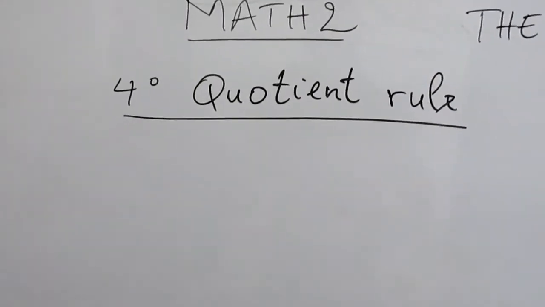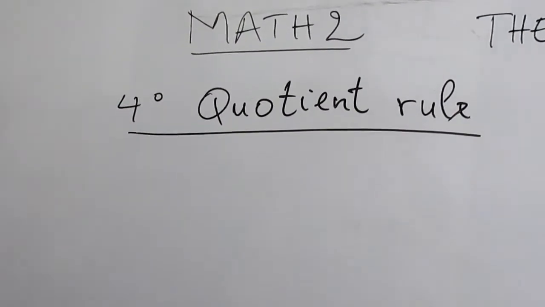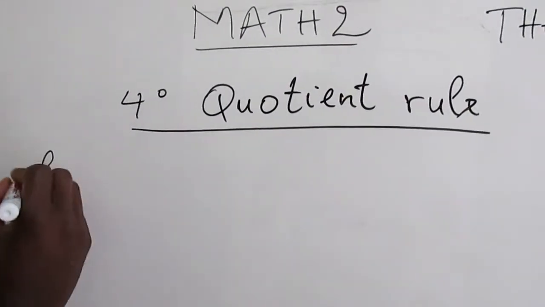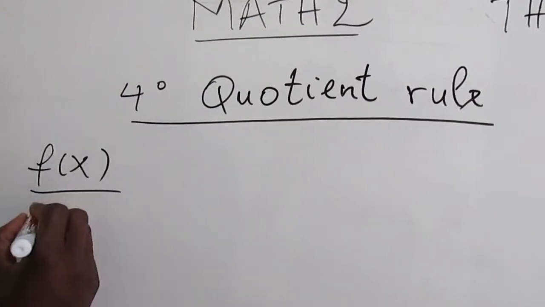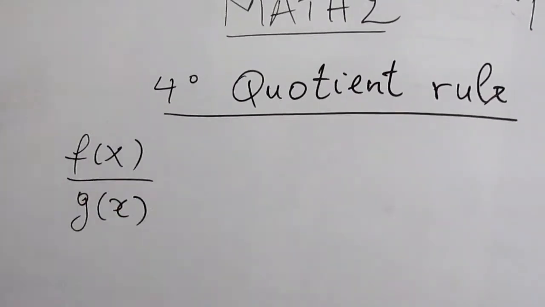Okay guys, now let's talk about the quotient rule. We still have f of x over g of x.